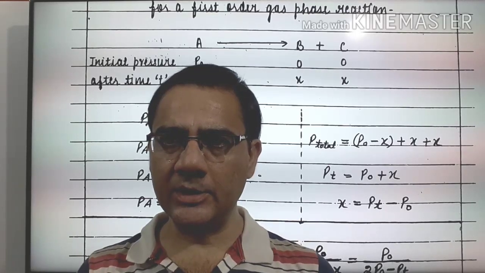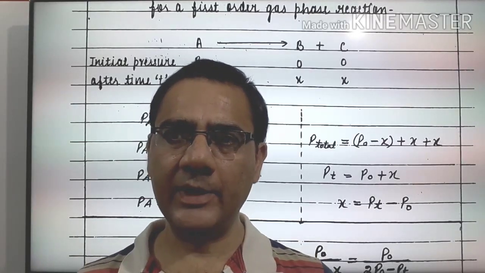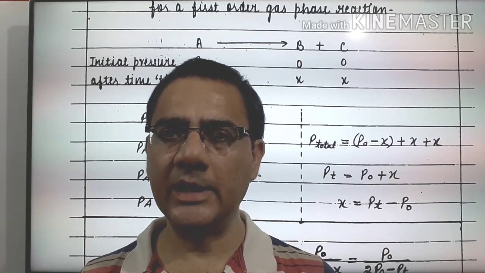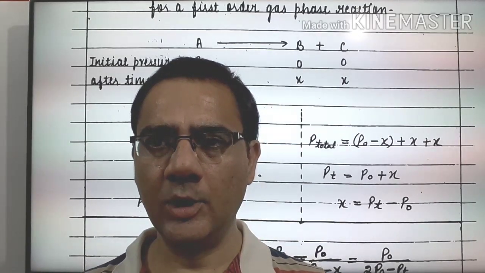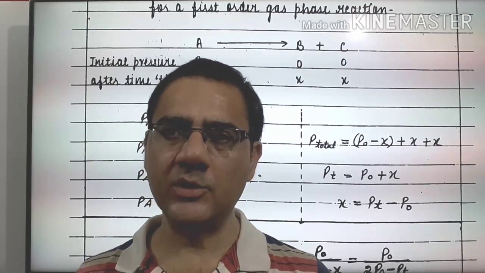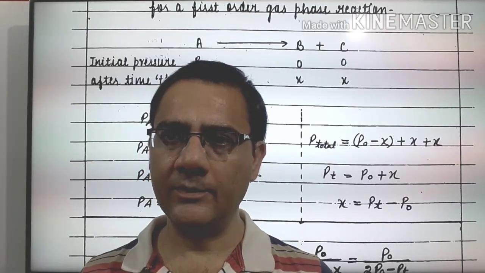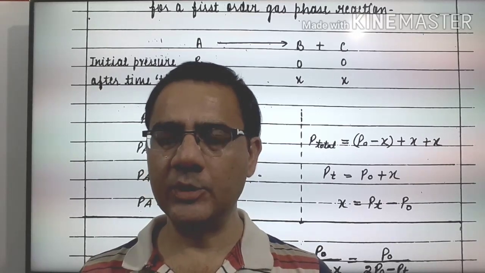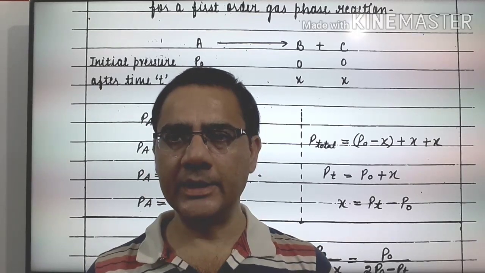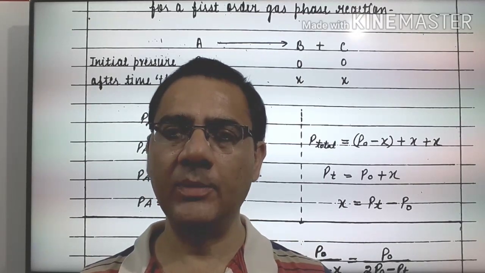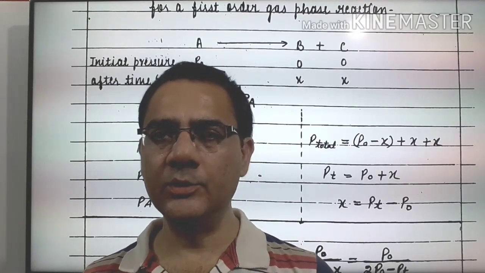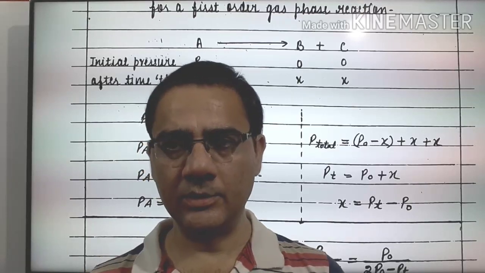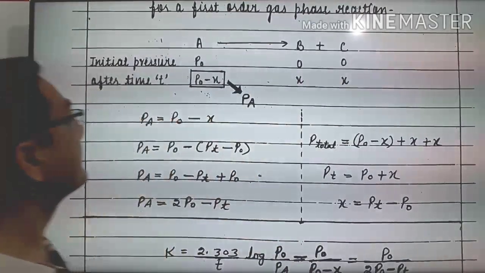How much solute is in a solution is defined by concentration. How much gas is in a container is defined by pressure. So we will derive the same kind of first order expression, but in the gaseous process. Suppose any numerical is given and all the reacting species are in the gaseous form, then which formula will we use to calculate the rate constant as well as the time period? So let's see.